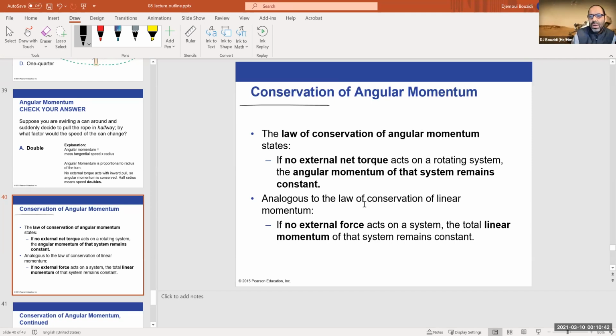It's not changing. It's analogous to the law of conservation of linear momentum: if no external forces act on a system, the total linear momentum of the system remains the same. So this is identical to that one.